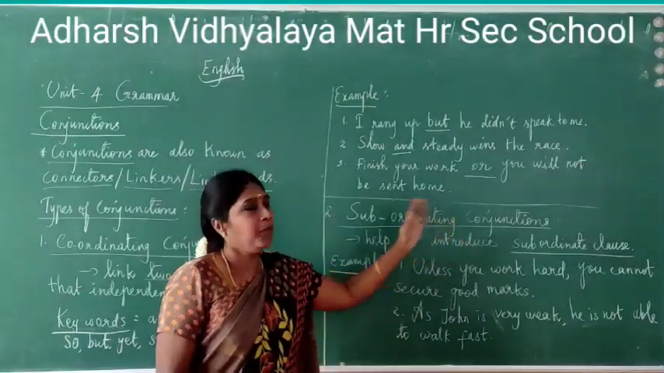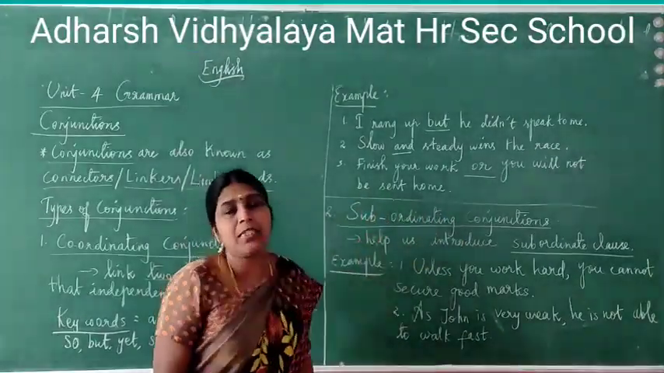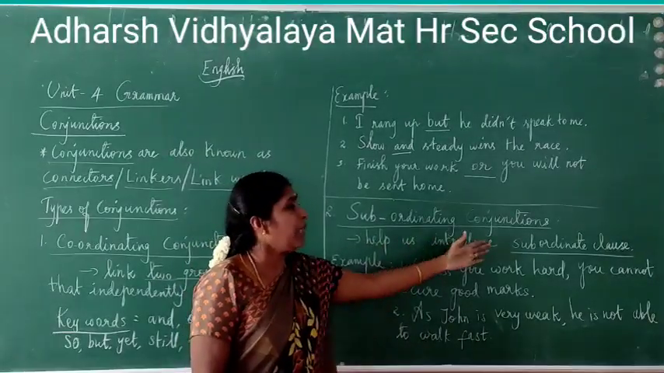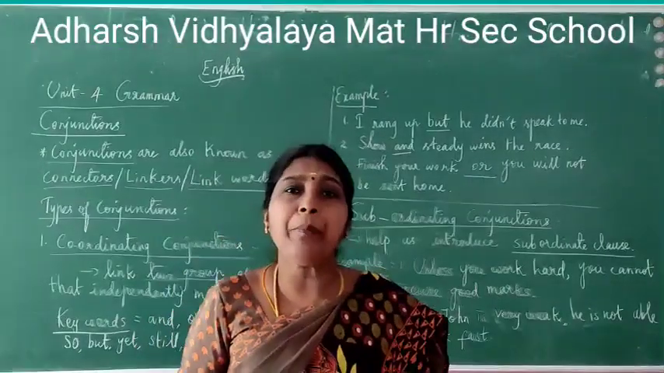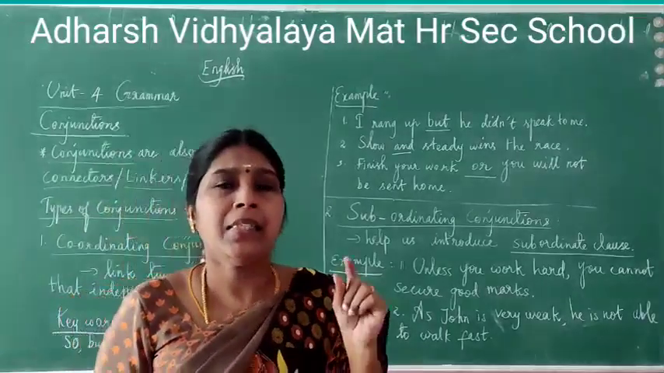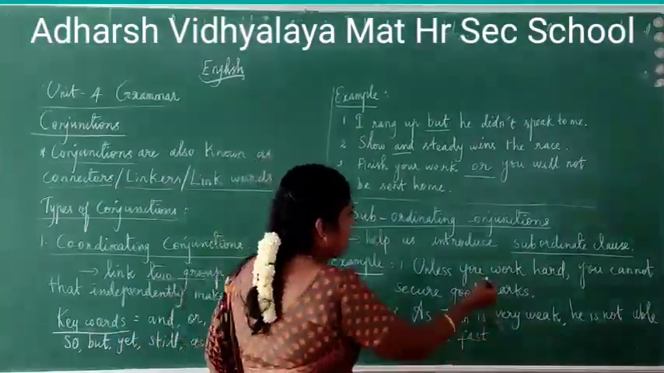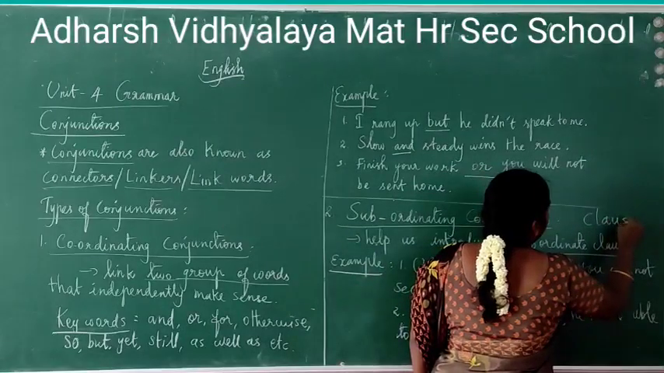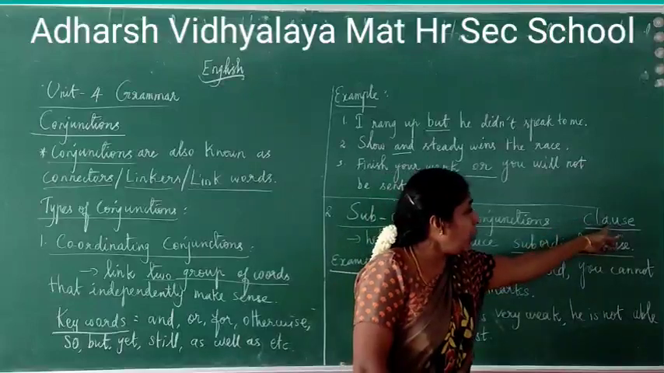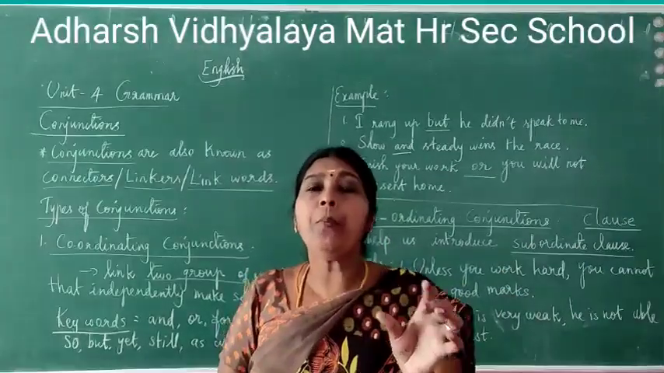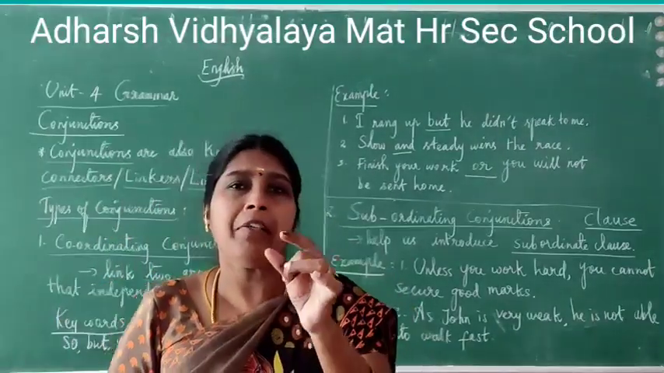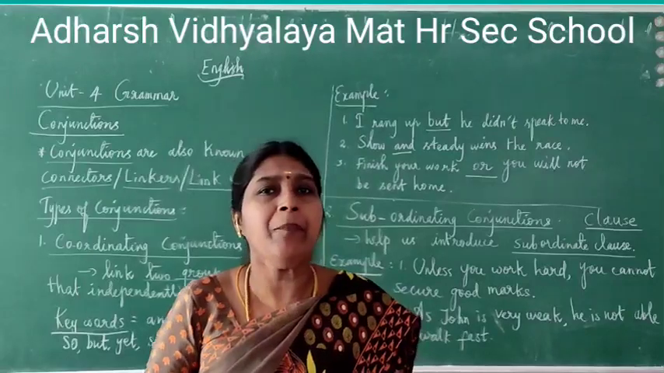Subordinating conjunctions. What is the definition for subordinating conjunctions? They help us introduce a subordinate clause. Clauses are of two types: main clause and subordinate clause. What is a clause? C-L-A-U-S-E, not the class. Clause means a group of words having a finite verb. A group of words having a finite verb means we can identify the tense form.